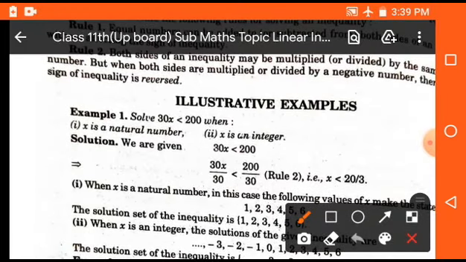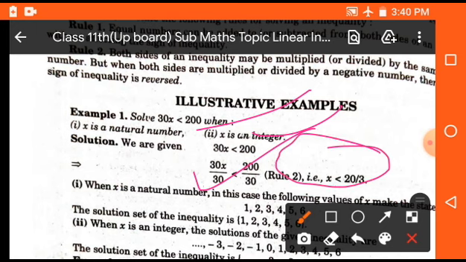Now I am taking an example. Example number 1 says: solve 30x is less than 200. It is an example of inequality, but there are two conditions given. The first condition is when x is a natural number and the second condition is when x is an integer. In both cases we have to find the solution set. Consider the first condition. On solving, we get 30x upon 30 is less than 200 upon 30. On solving, we see that x is less than 20 upon 3.